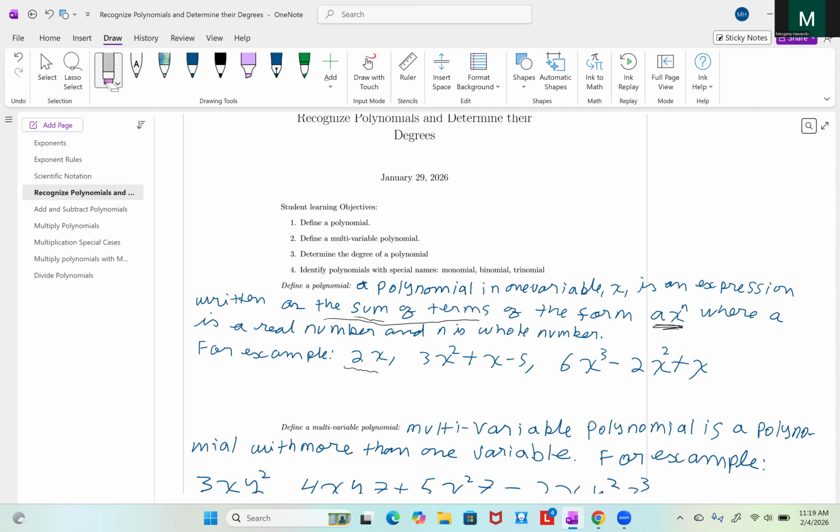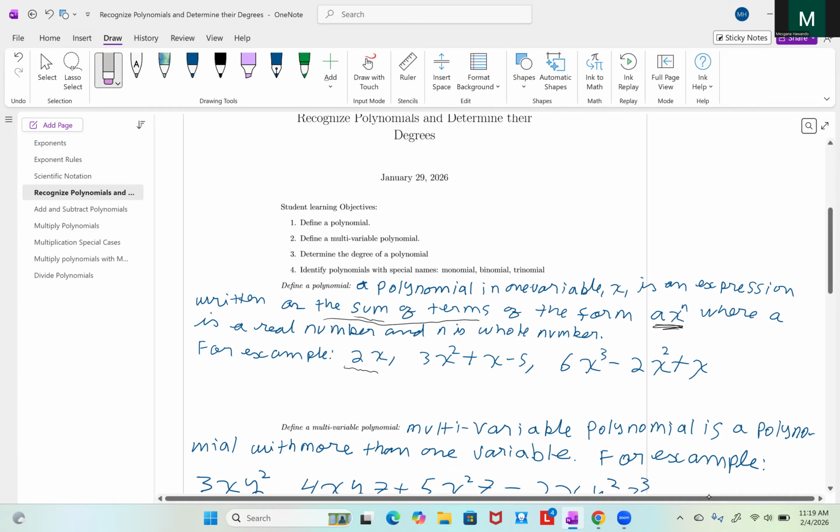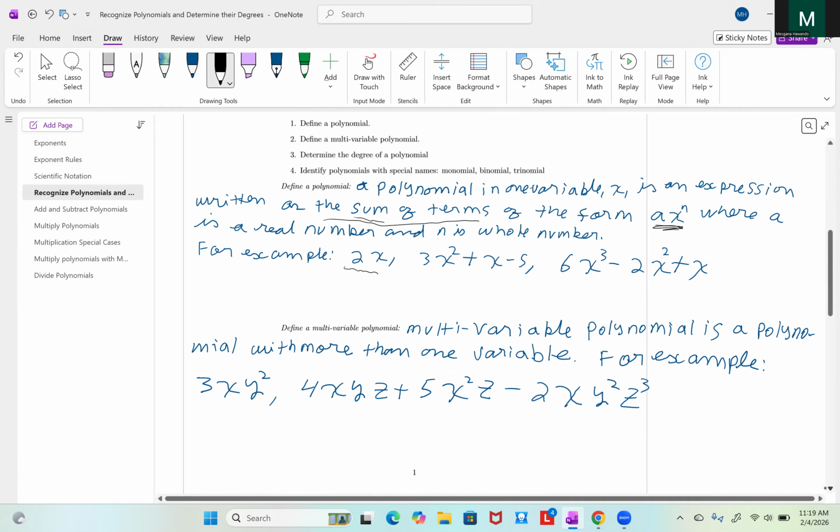Define a multivariable polynomial. A multivariable polynomial is a polynomial with more than one variable. For example, 3xy squared. This is multivariable because it has the variables x and y, more than one variable. Another example, 4xyz plus 5x squared z minus 2xy squared z cubed. This is also multivariable. We have the variables x, y, z in the polynomial.